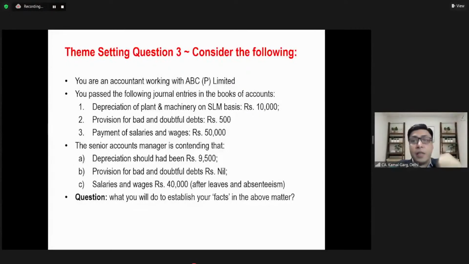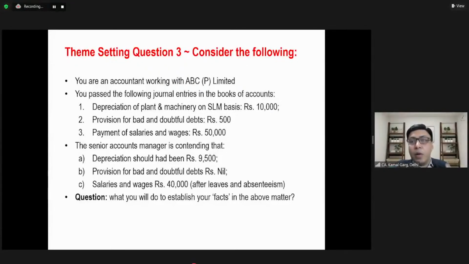So whatever instructions I received from the management in writing, I will show this to the senior accounts manager as a matter of my protection. Number 2, Number 3, salaries and wages, rupees 40,000. Now, how will you protect yourself? You will show that the human resource manager has given the computation, including the salary computation after leaves and any kind of absenteeism. Meaning thereby, you will be showing the workings given by the human resource manager, and that will act as your protection.